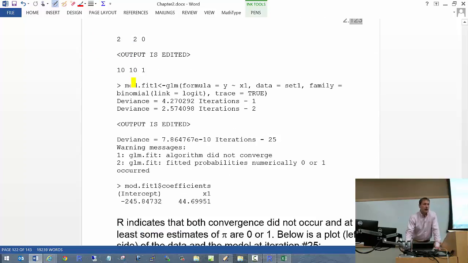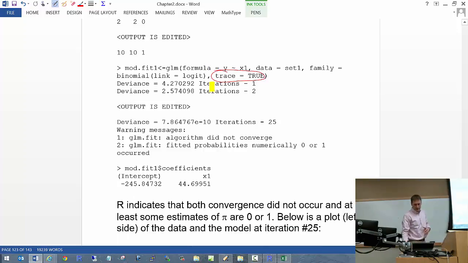Then I fit my model using normal methods. I'm going to let trace equal true so I can follow the iteration process. Take a look at what happens. It gets to iteration 25, which again is the default for glm, and then I start getting warning messages. Uh-oh: did not converge, fitted probabilities numerically 0 or 1. Here are my beta hats at my last iteration. Of course, I would never want to use those in practice.